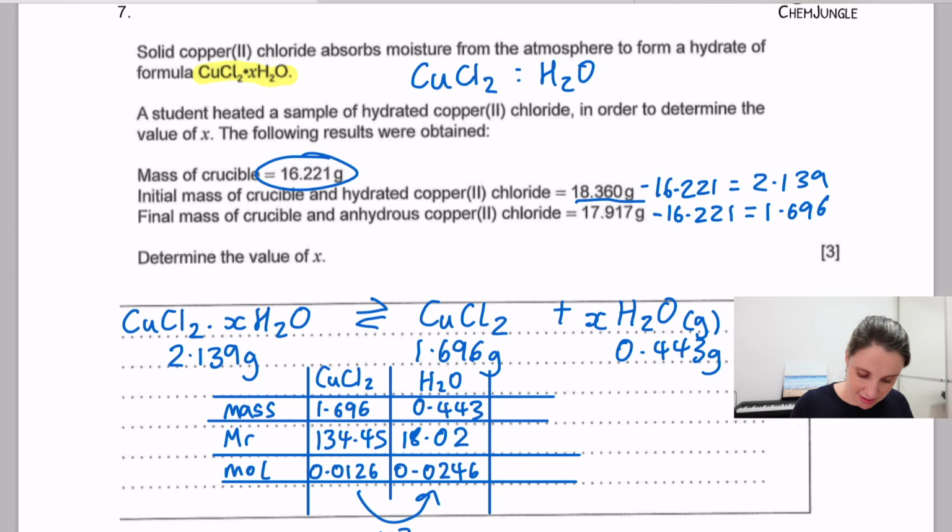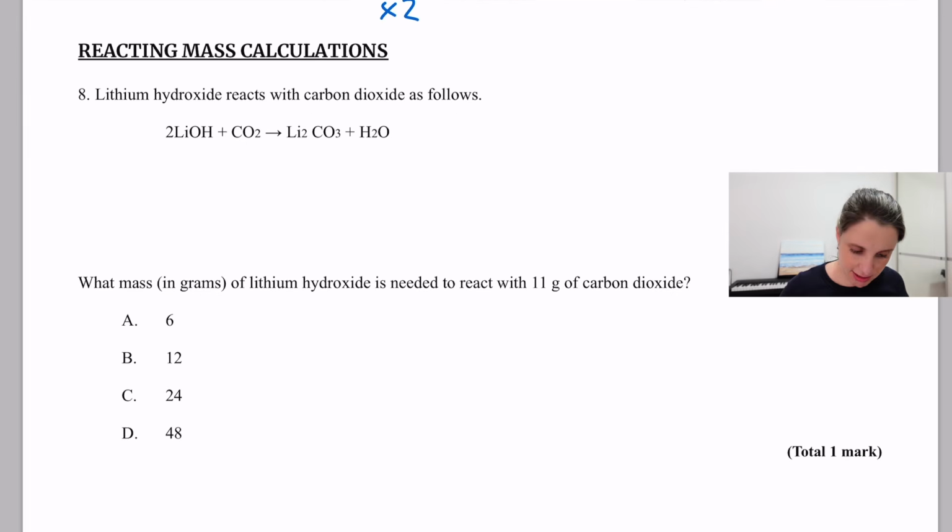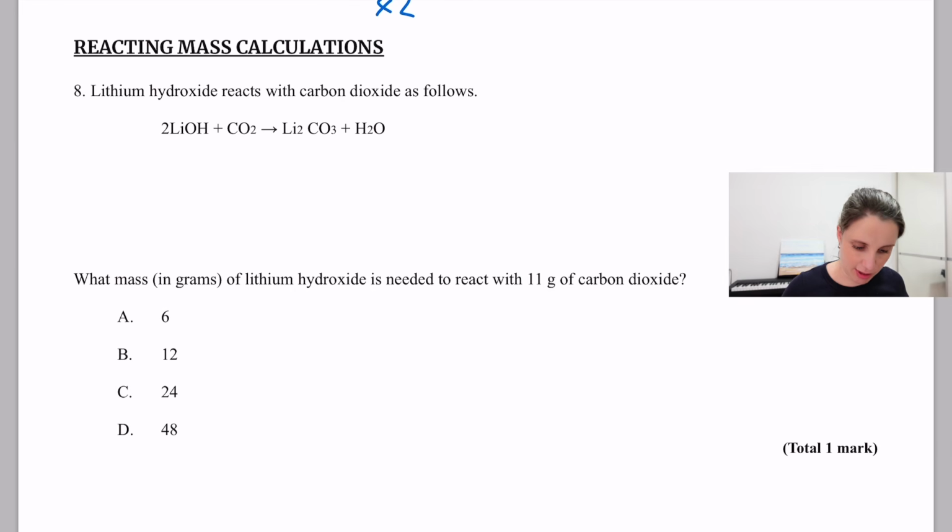So what this means is that the formula of this compound here is actually CuCl2.2H2O. For every copper chloride you have 2 water of crystallization. And that's how you solve the problem. So X equals 2 for this example. Let's move on to reacting mass calculations.